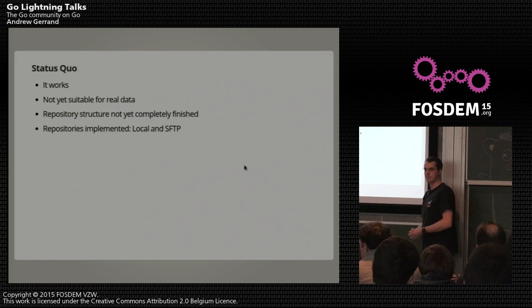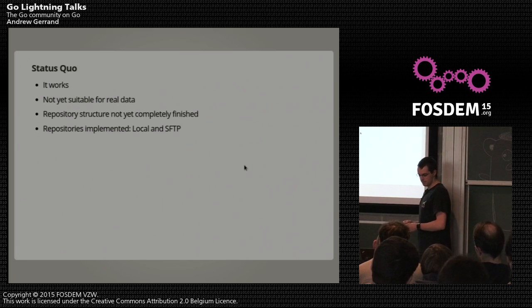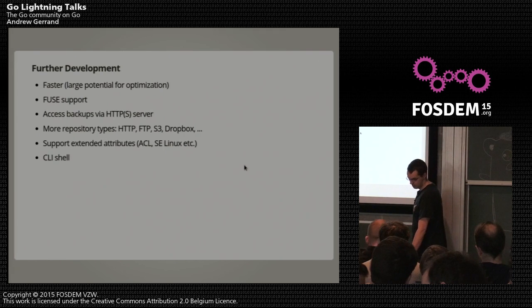The repository structure might change. I'm not really sure that this is the right structure, but there is already a version field included. So when I'm doing a new revision, then it's version 2 of the repository or something like that. Implemented actually are local storage and SFTP. But yeah, there is much room.